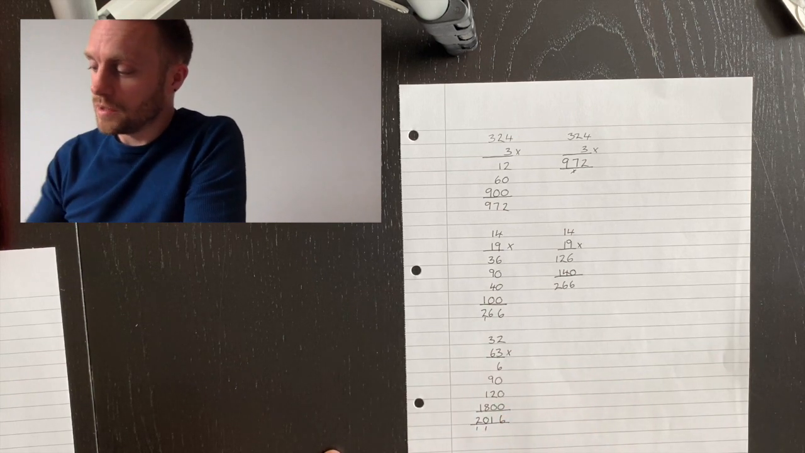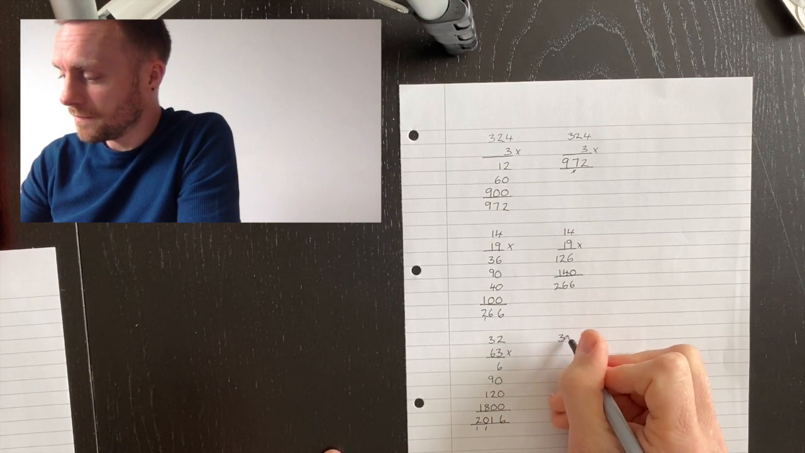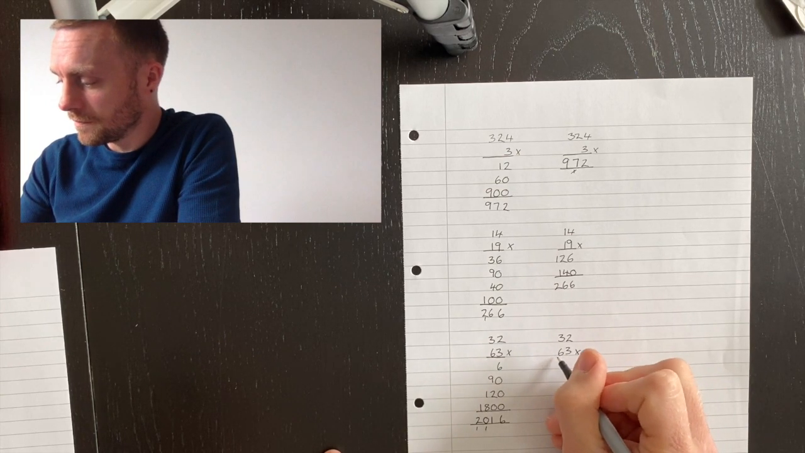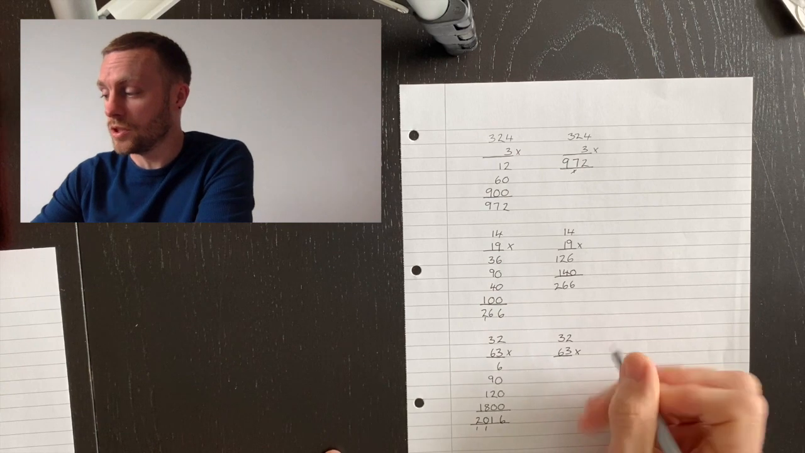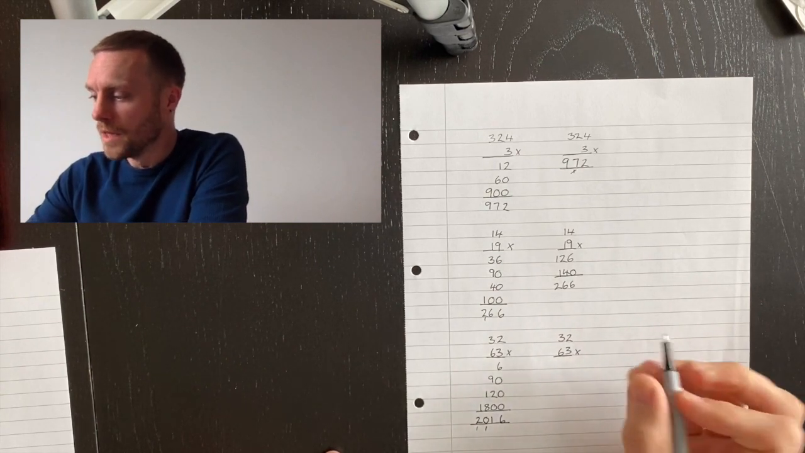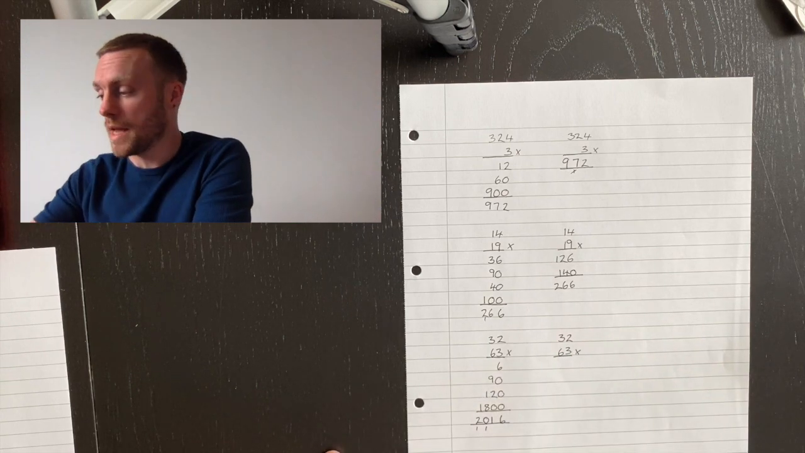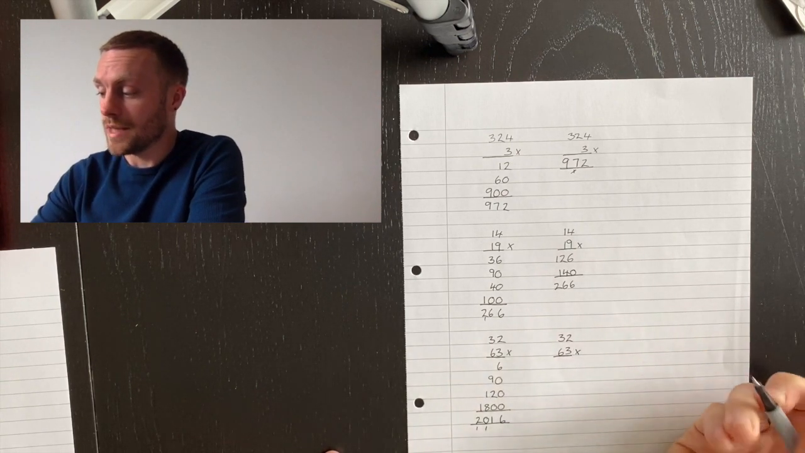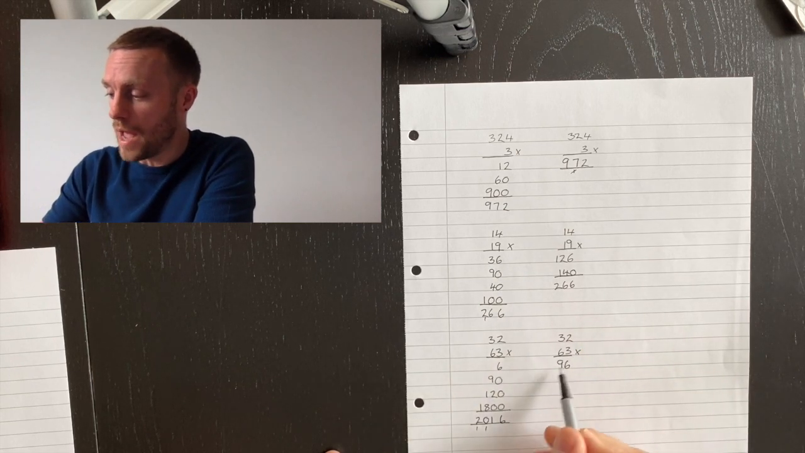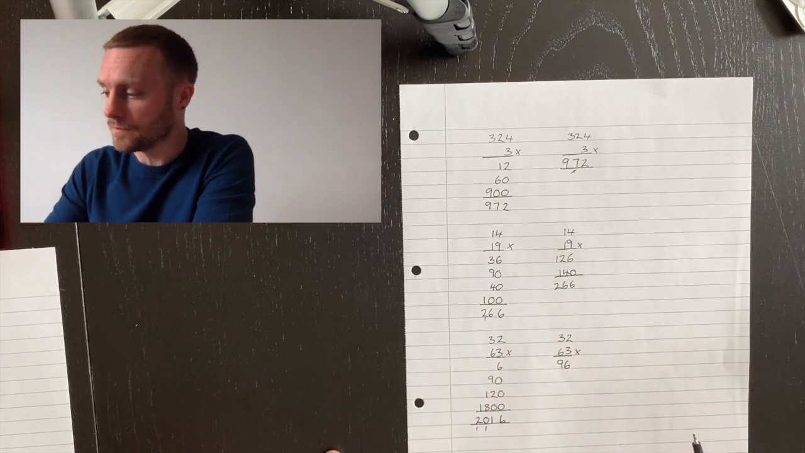So let's do it using the compact method. And you'll see the relationship between the two, because what I'm going to do is I'm going to times the 32 times the 3 first. So I know 2 threes are 6, keep that in my head. 30 times 3 is 90, so add them together and I get 96. And you can see it's just compacted these two here.